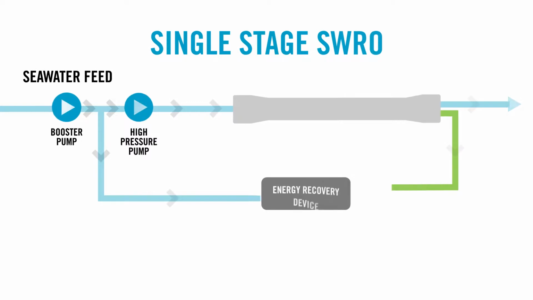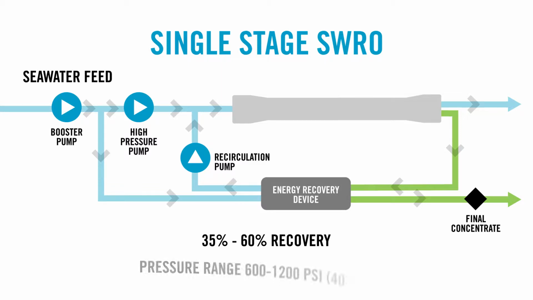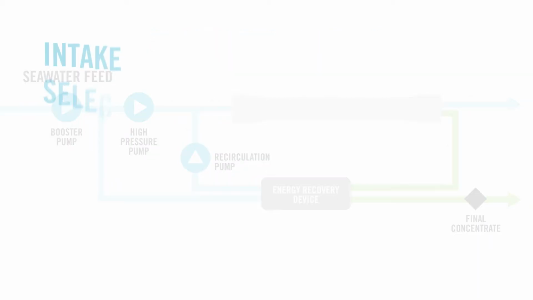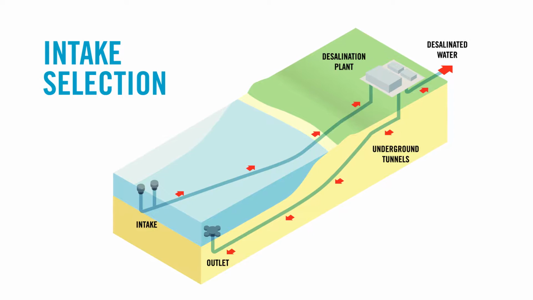The seawater RO process is often operated at recovery rates between 35 to 60%, with pressures ranging between 600 and 1200 psi. Due to the high pressure requirements, it is important to maintain low pressures. Intake selection is extremely important when looking at membrane fouling potential.